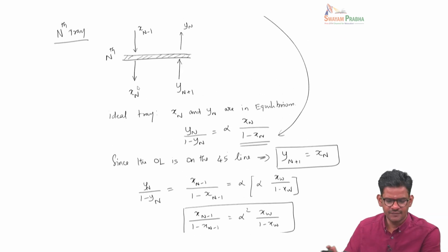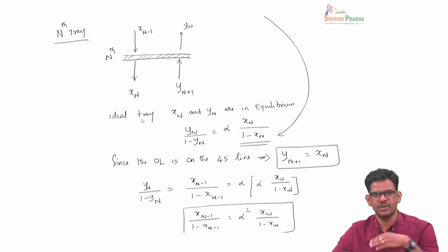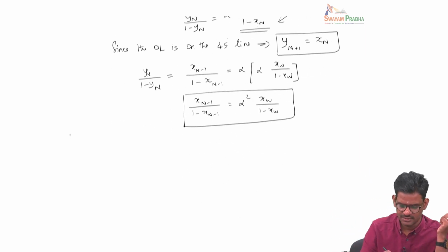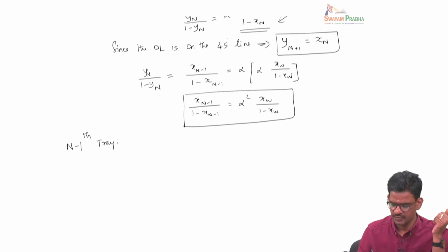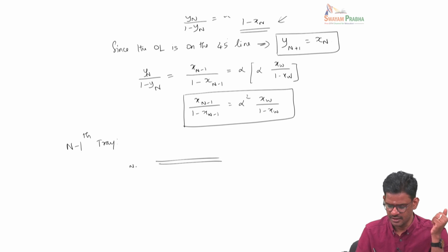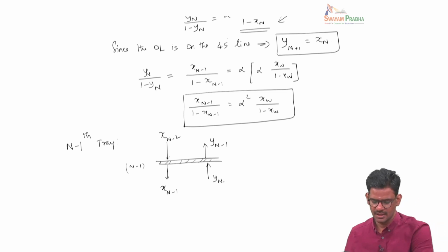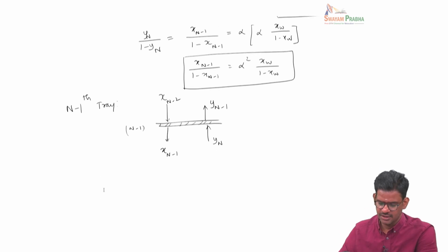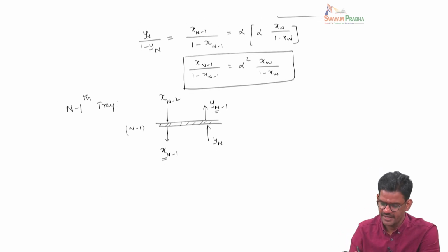Like we have done for the nth tray, let us go to the tray above, that is the n minus 1th tray, and write this set of equations. So this is n minus 1. The liquid that is leaving here is xn minus 1. The vapor that is leaving is yn minus 1. The one that is coming here is xn minus 2, and this is yn. So here again xn minus 1 and yn minus 1 are in equilibrium.